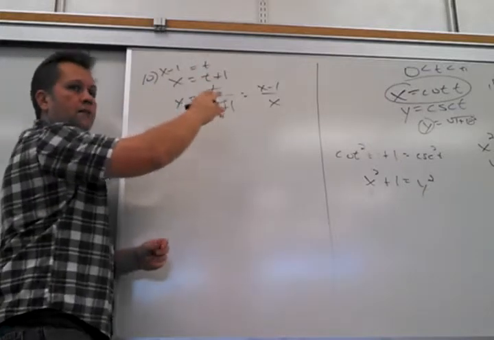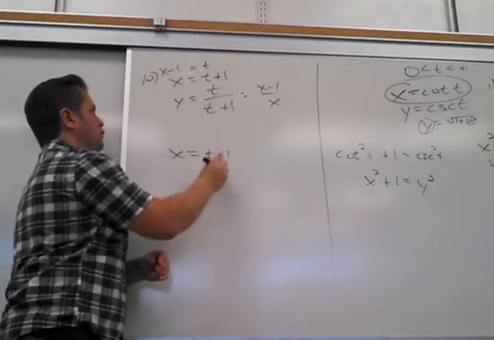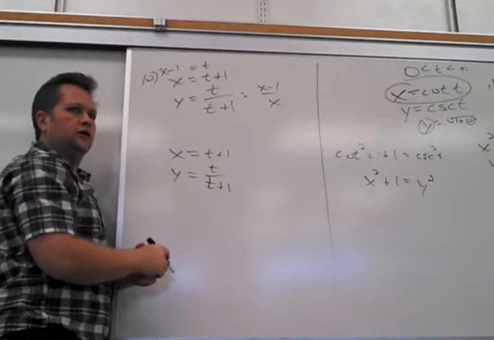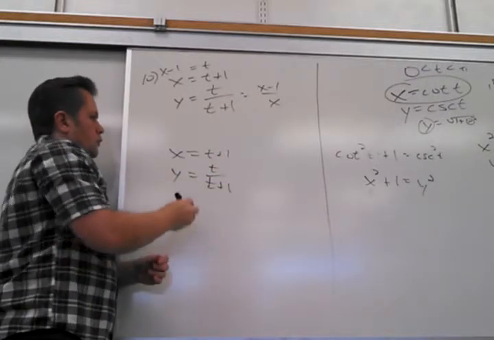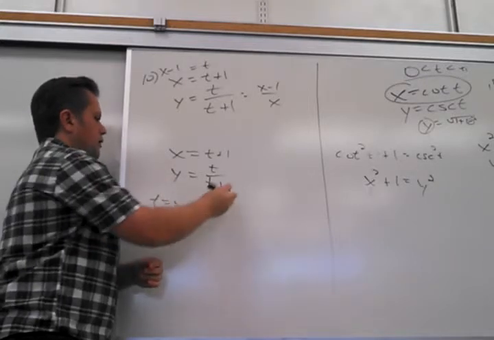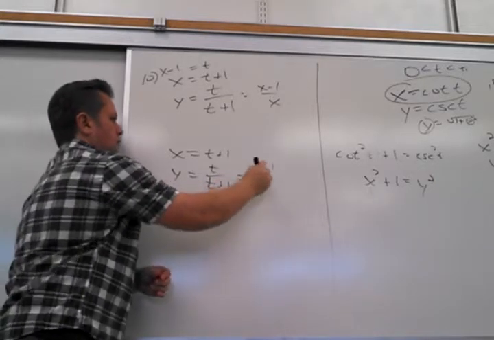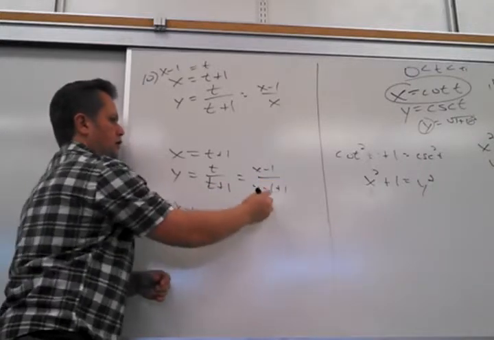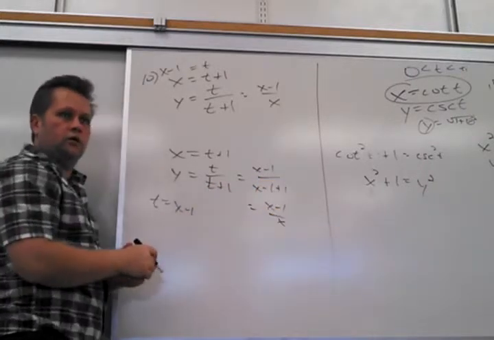Now, if you didn't see all that, that's okay. If you don't see anything to do other than solve for t, then you do it. So if you say t equals x minus 1, now just replace t with x minus 1. Replace t with x minus 1. And you still end up at x minus 1 over x. I don't care which way you do it.